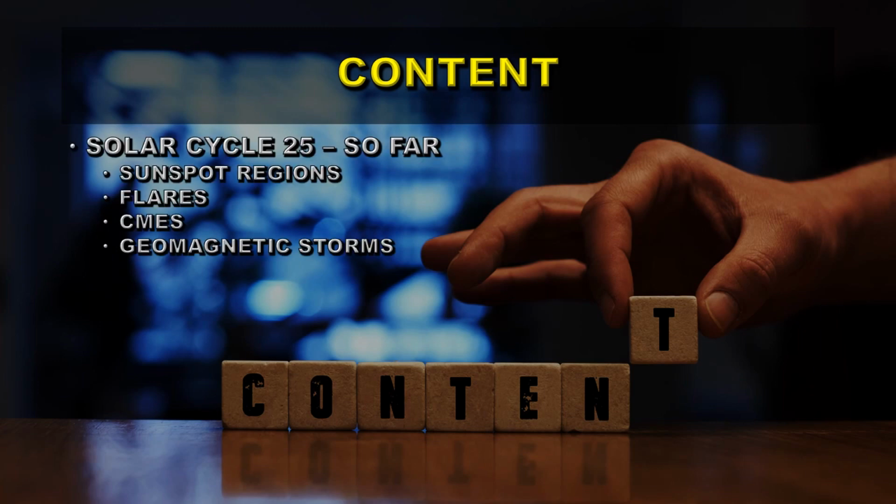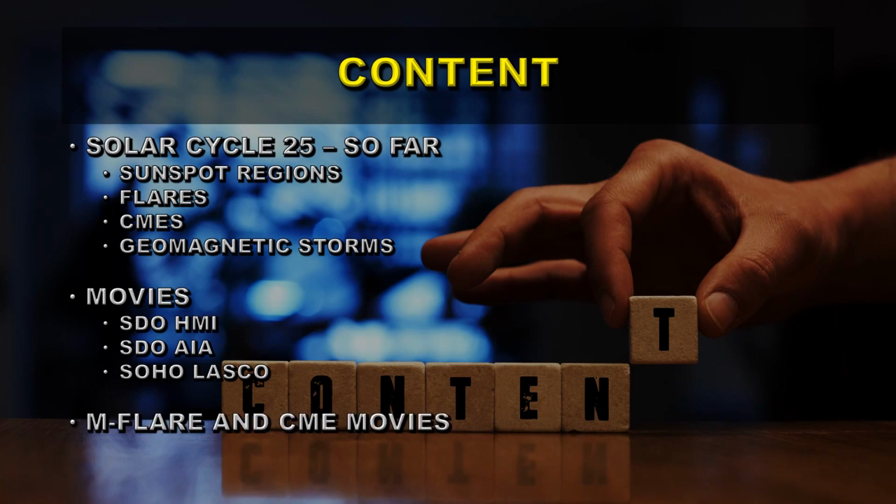First, we'll deal with solar cycle 25 so far, discuss the new sunspot regions that appeared, the flares, the coronal mass ejections, and the geomagnetic storms. We're going to have movies of both the optical sun and also the coronal, as well as the coronal mass ejections. And I have movies of each of the 4 M flares that occurred during this month.